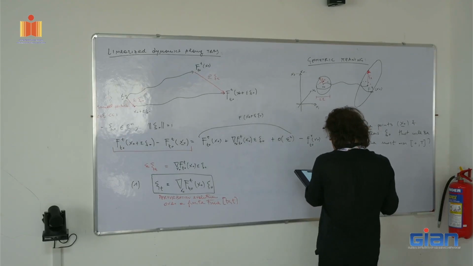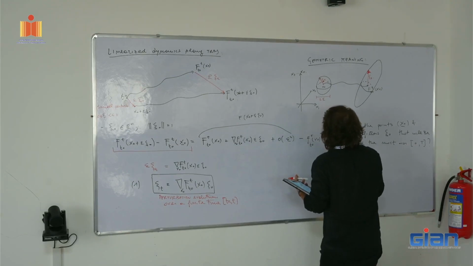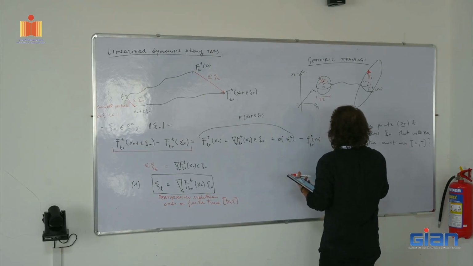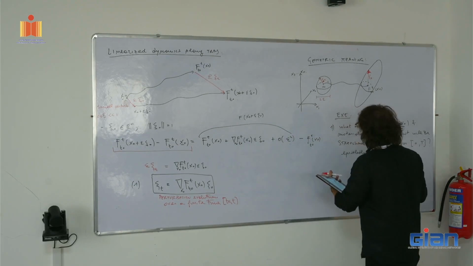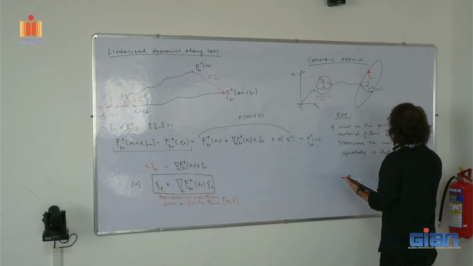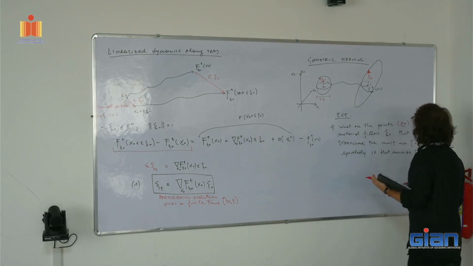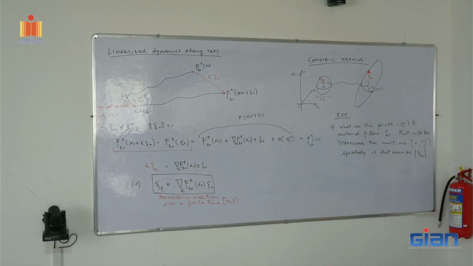So this is something you can ask, which is equivalent to asking for the initial conditions that maximize the norm of zeta t. That's what we are asking. Is this clear, guys?